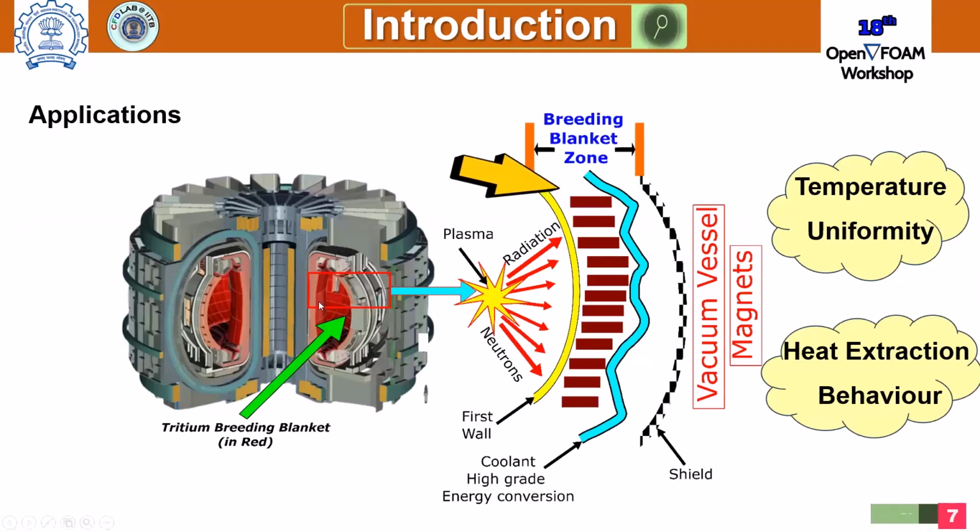This slide shows what the breeding blanket is. This is the experiment that is being planned, known as the ITER experiment. Here, this is the breeding blanket zone. This nuclear fusion reactor that ITER is planning uses two fuels, deuterium and tritium. Deuterium can be found in the sea, but for tritium, they are planning to build a breeding blanket, and it has many objectives. Two objectives are that the temperature uniformity and the heat extraction behavior of the binary breeding blanket should be enhanced. I am focusing only on the heat transfer aspect in this project.